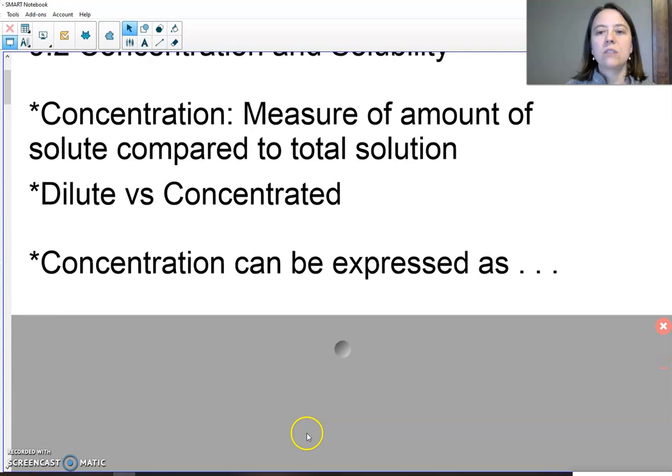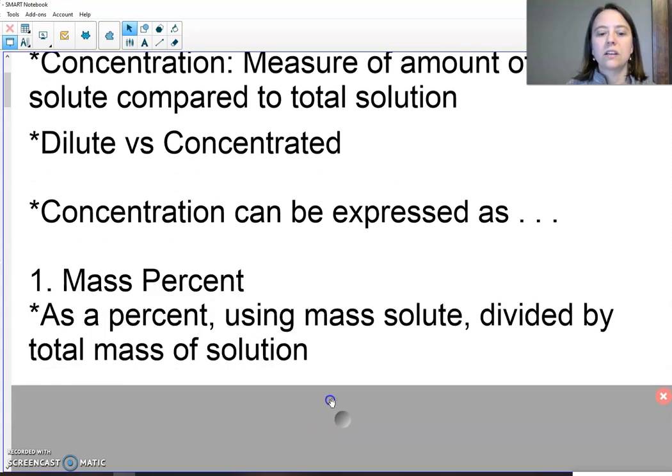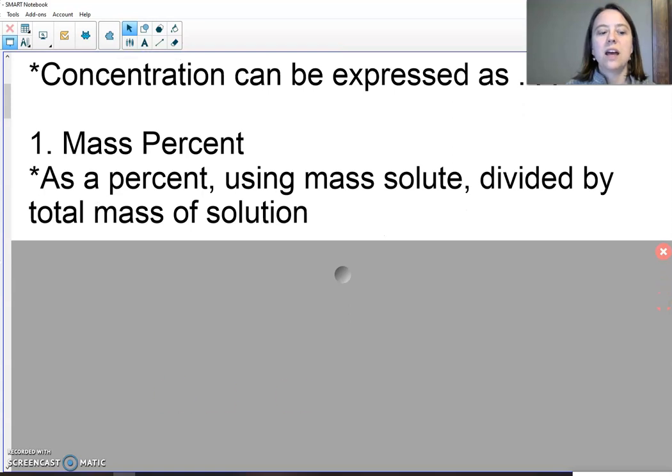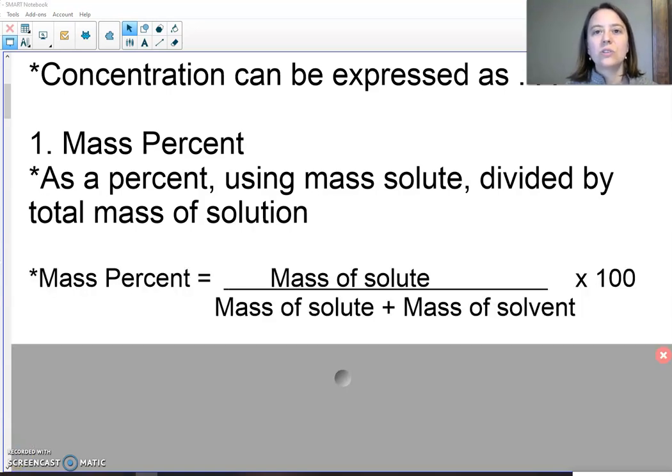Also, concentration can be expressed in other ways. It could be expressed as a mass percent, which is a percent, so between 0 and 100, using the mass of the solute divided by the total mass of the solution. So we can be more specific than just dilute or concentrated. We can give it an actual number, an actual percent. So please write down this equation. Mass percent equals the mass of the solute divided by the mass of the solution, which is the mass of the solute plus the mass of the solvent, and then times 100 because it is a percent.